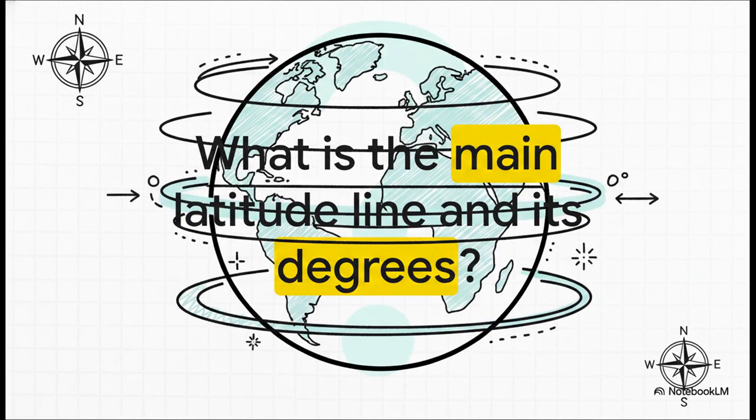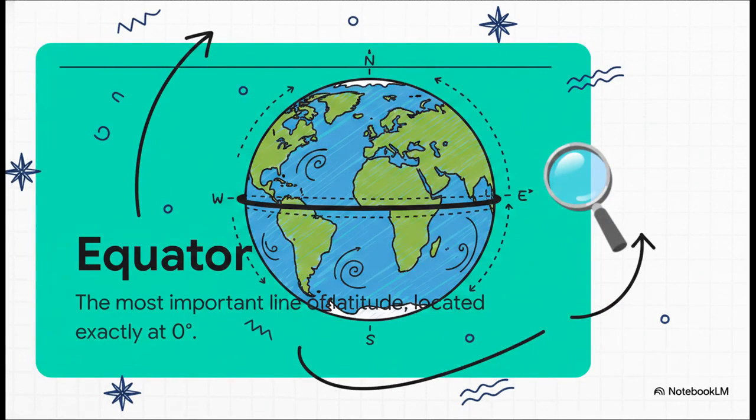Now let's pinpoint the main anchor of these horizontal rings. Question 31. What is the most important line of latitude and at what degrees does it lie? Think about it. What's the famous name of that line that cuts the Earth exactly in half? It is, of course, the equator. It's the single most important line of latitude, located exactly at 0 degrees.